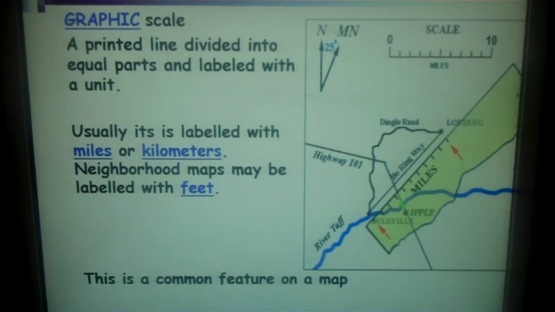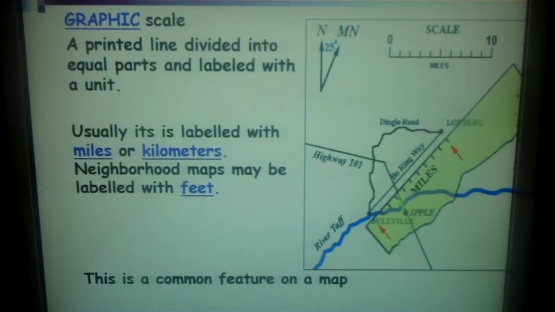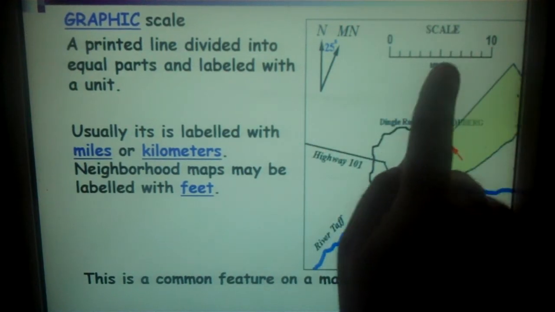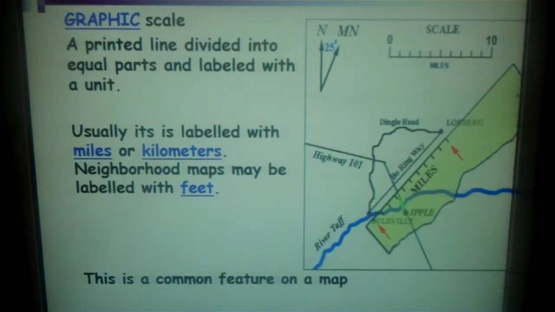The graphic scale, again, is printed on the map on the side, and it is a printed line divided into equal parts and labeled with a unit. So over here we have the 0 and the 10, and it's labeled with miles down below. Usually it's labeled with miles or kilometers. Neighborhood maps may be labeled with feet. Depends upon how small of an area the map is indicating.